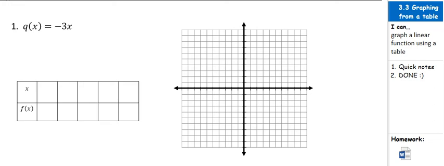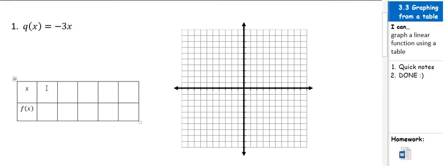Hi guys, we have some quick notes here, should just take a few minutes. Our whole goal is we want to be able to graph linear functions using a table. So we have to make the table in order to graph it. When we do this, we get to pick the x values that go in, and then we'll plug those in for x and see what comes out.